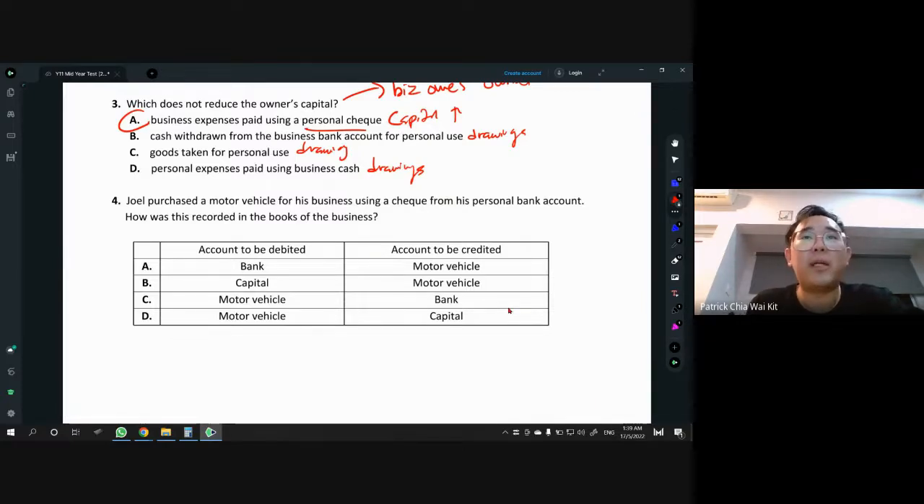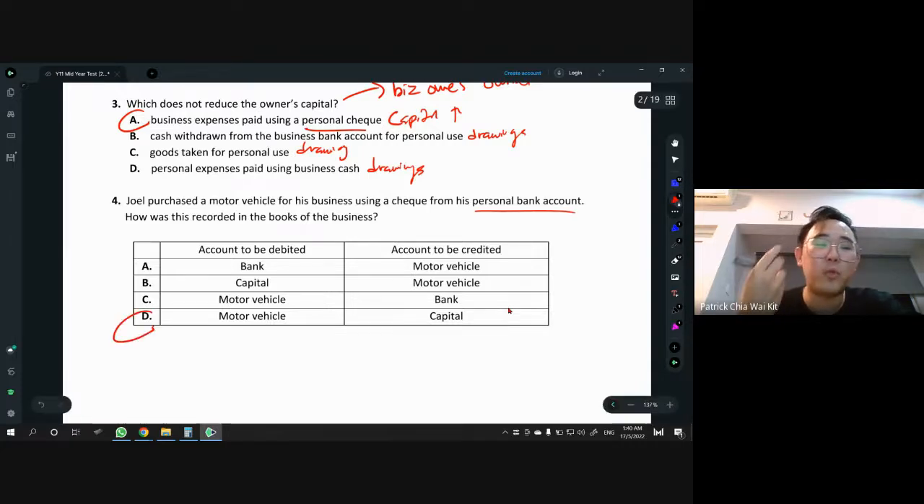Number 4. Joel purchased a motor vehicle using a check from his personal bank account. So this is the owner using his own money to buy a vehicle for the business. How do we record this? It's a double entry. Using a check from his personal bank account means this is capital, anything contributed by the owner from his own stash. Capital is always credit. So the answer is D: debit motor vehicle, credit capital. Be careful, not bank, because the check is from his personal account. Technically, this is capital that he is contributing.